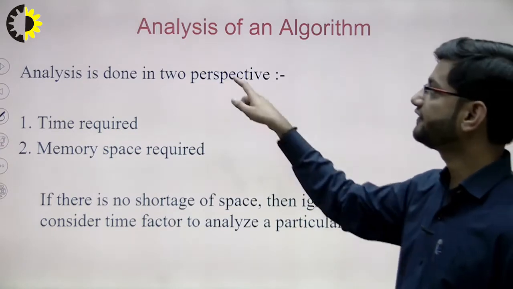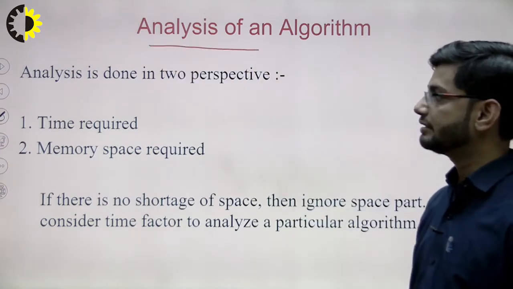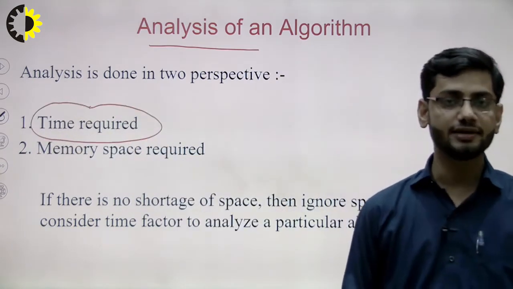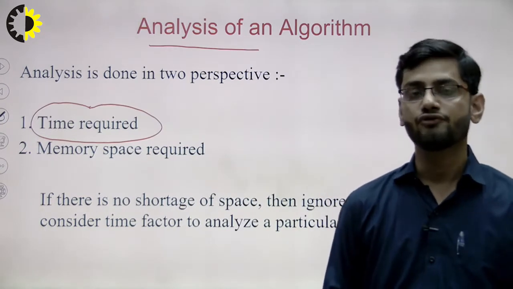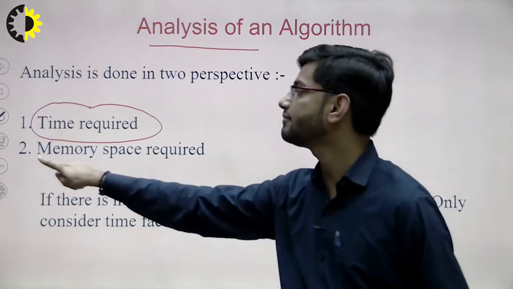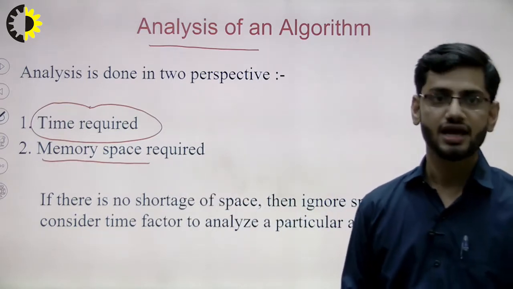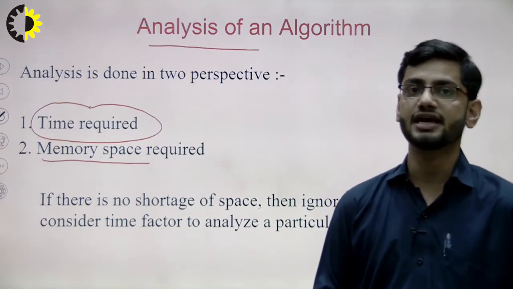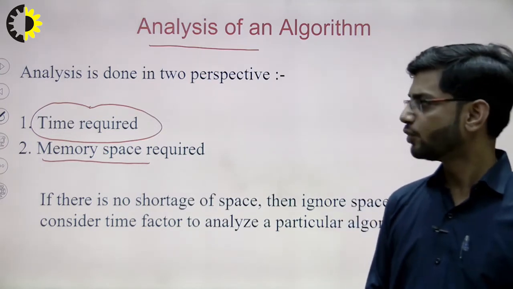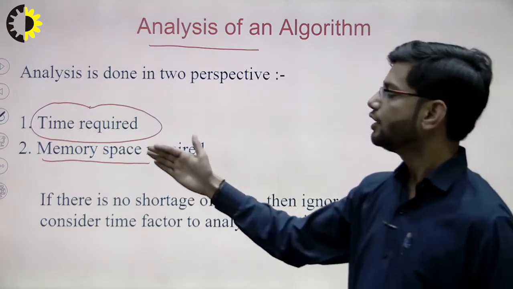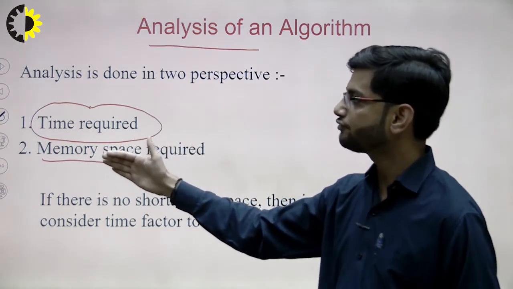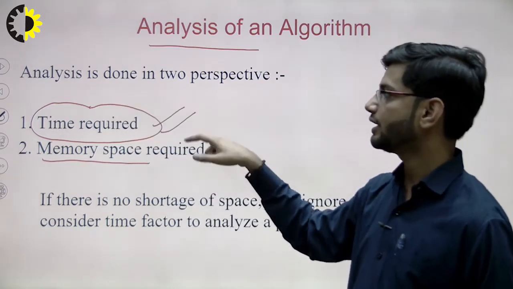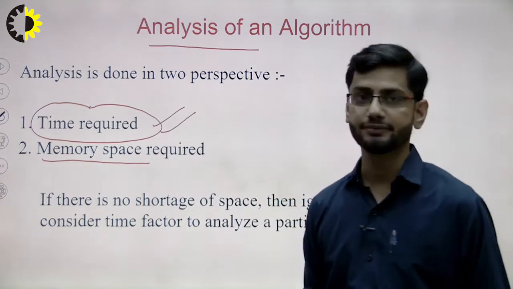Now analysis of an algorithm. Analysis of an algorithm is done from two perspectives. First is time required, how much time a particular algorithm takes for its execution, and second is the memory space. Clear? Second, we consider the memory space, what amount of memory space an algorithm needs, and in most cases we are not focusing on memory, we are more focusing on the time required. So that's why the main criterion to analyze a particular algorithm is time.